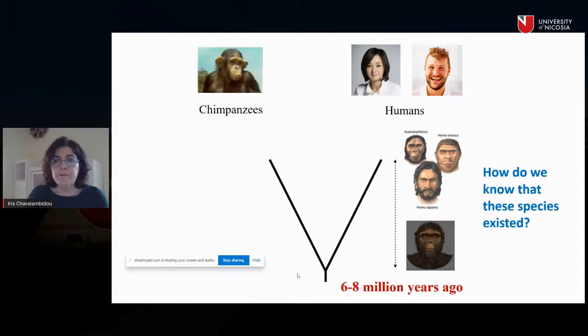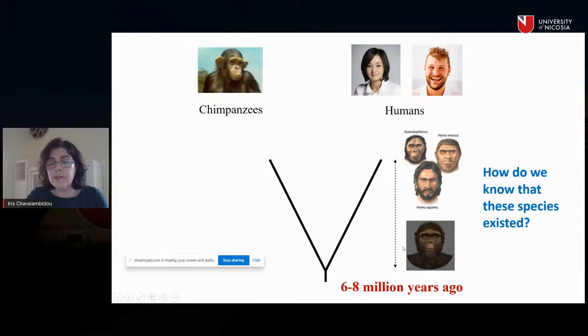So, okay, I've come back to the previous diagram that I showed you earlier, which showed us the evolutionary split between chimpanzees and humans, Homo sapiens. And if you notice over here now on the right-hand side, which is the evolutionary line that eventually led to Homo sapiens, you see that, okay, these are not the only species that existed along this line. These are the main groups of species that existed.